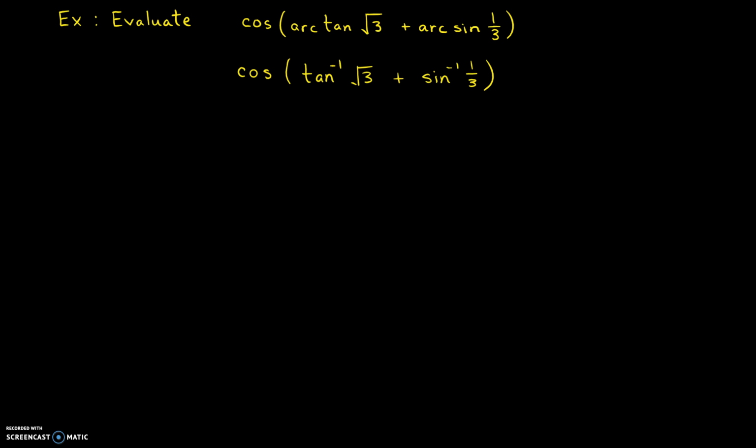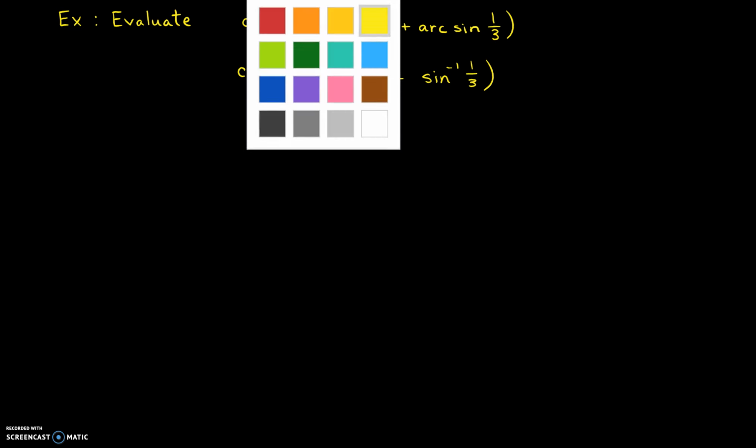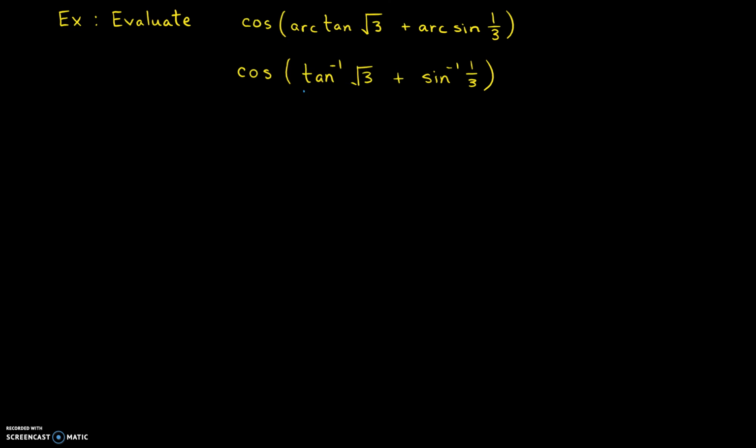And so what I'm going to go ahead and do now is make a substitution. So I notice that I have tangent inverse of square root of 3. So I'm going to go ahead and call this guy right here A. And so that means that A is equal to tangent inverse of the square root of 3. And then if I rewrite this using one of our definitions, this is equivalent to saying, okay, well, tangent of A is equal to the square root of 3.